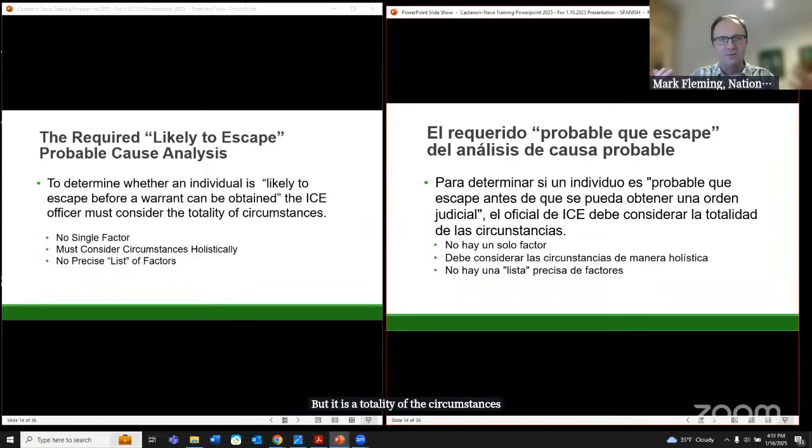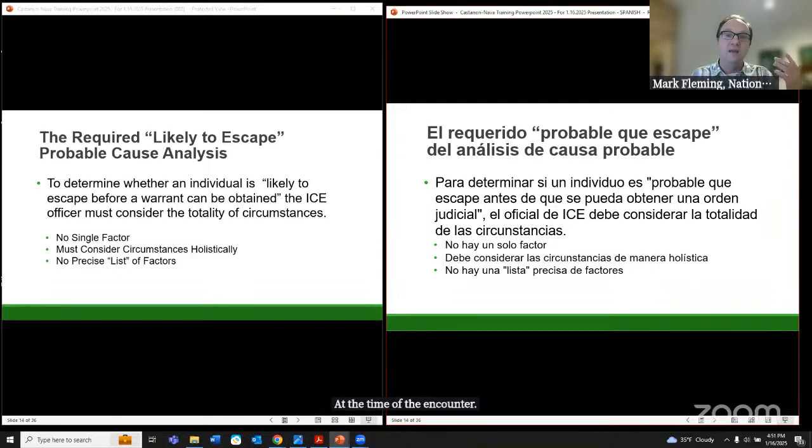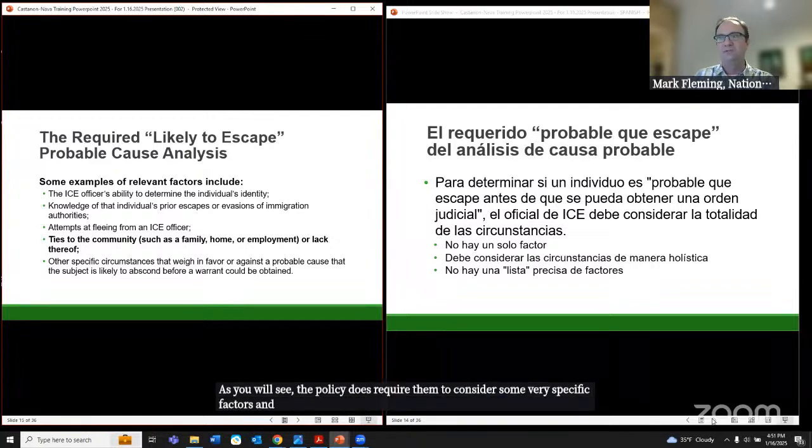Now, we fought with opposing counsel in negotiations over and over about this, but where the policy ultimately landed is one, that there can be no single factor. They must consider the circumstances holistically in what they're observing at the time of the encounter. And frankly, there is no precise list of factors. However, as you will see, the policy does require them to consider some very specific factors and documentation of those factors.